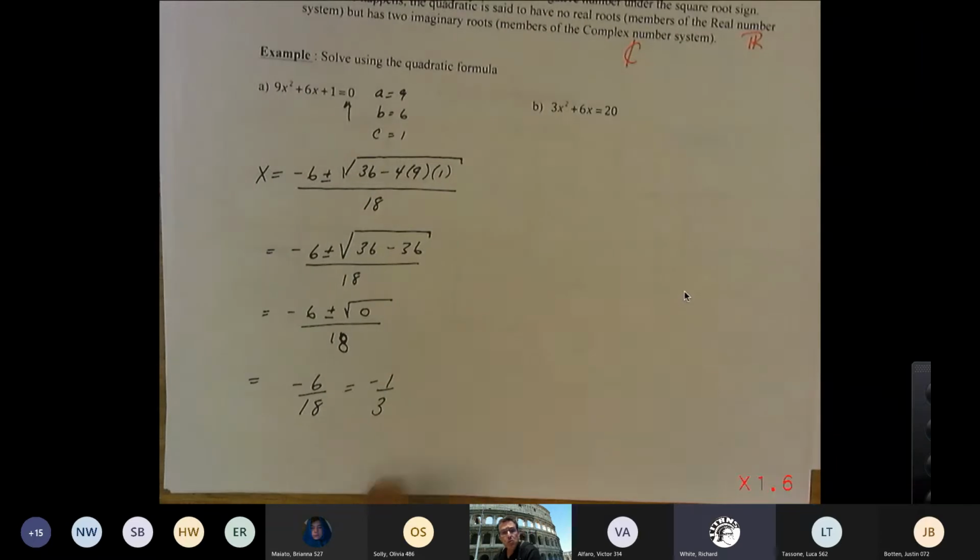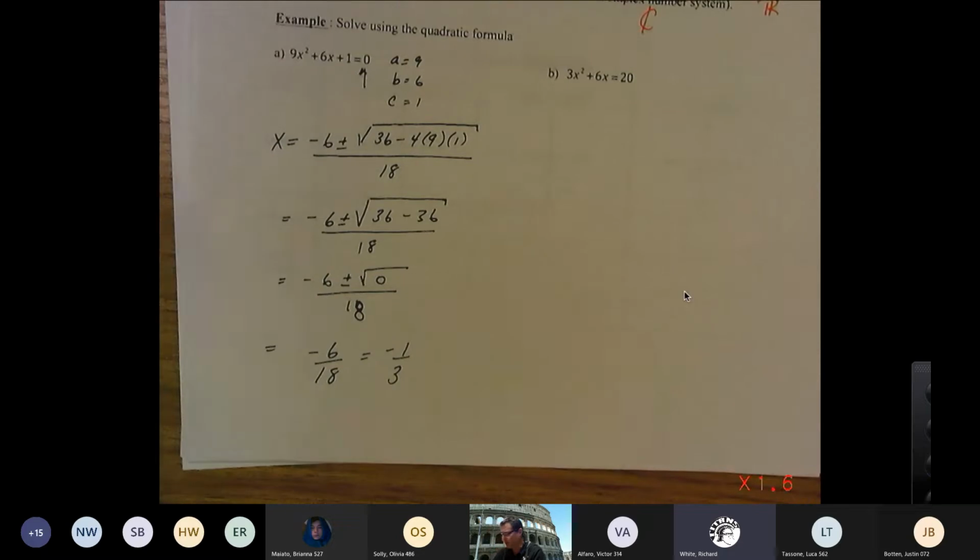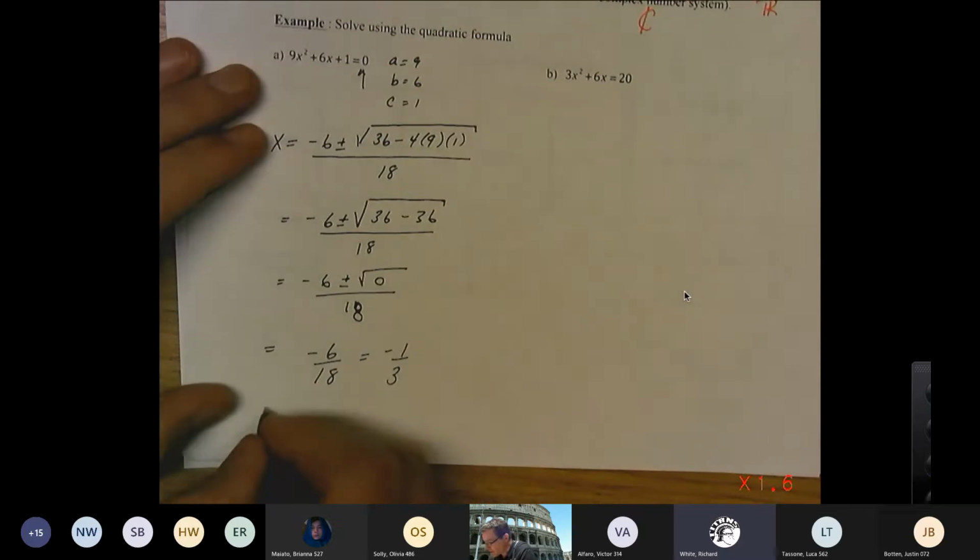So there is only one root for this quadratic, and it is negative 1/3. That's the only value of x that if I plug in here, I'll get 0. Now, you may say to yourself, I don't think that'll give me 0 if I plug it in, so let's find out.